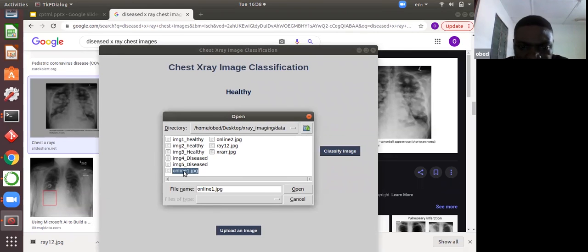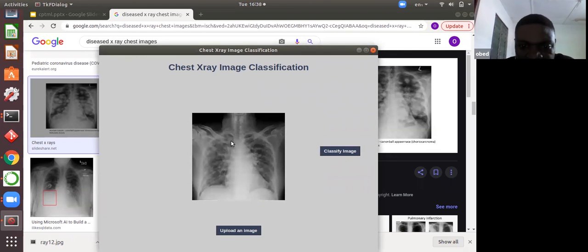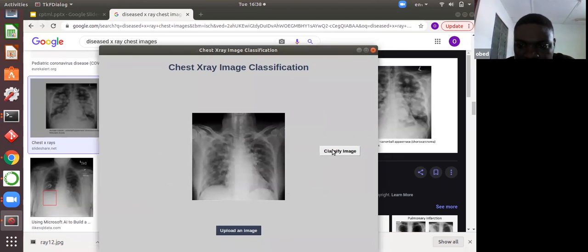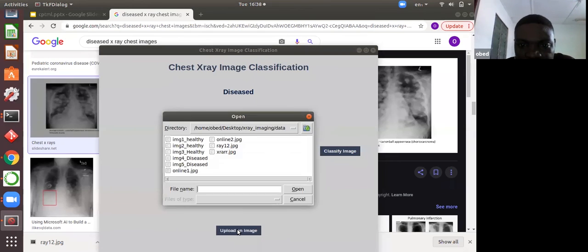But let's see this. Okay, this is clearly diseased. Let's see how the model does. I need to classify this. Okay, it says this is diseased. And then let's see another one here.